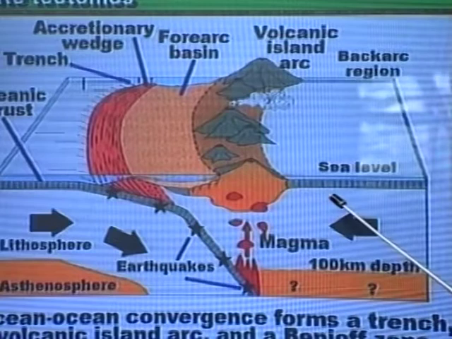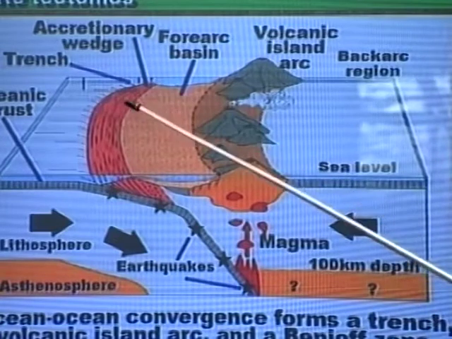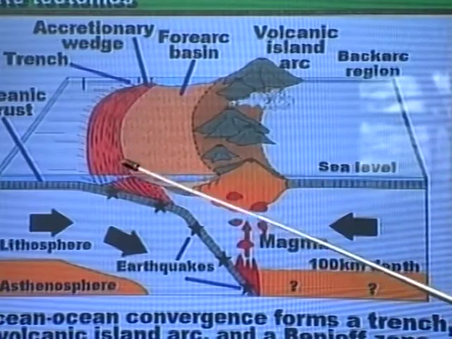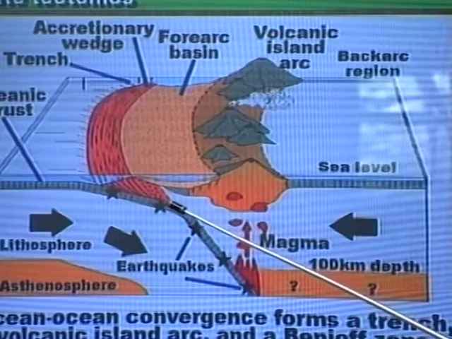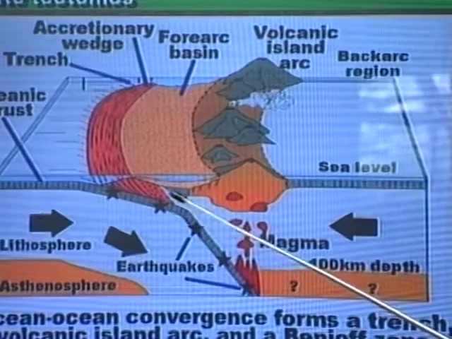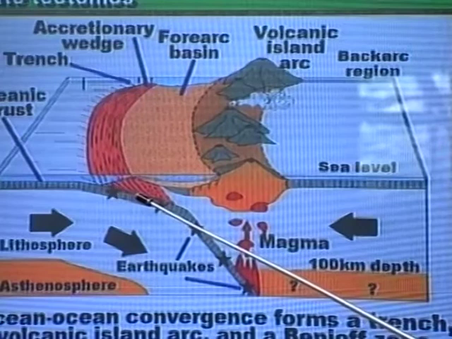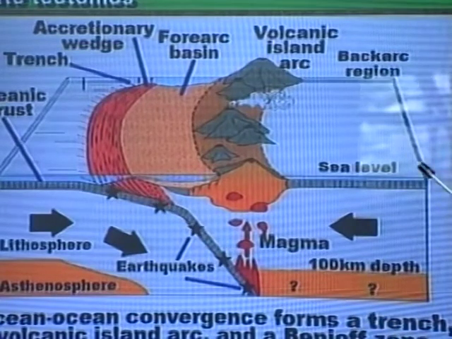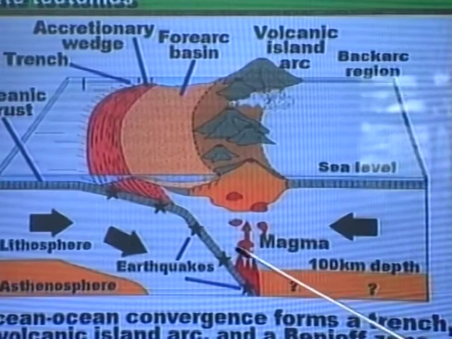Some of the features are: the ocean trench, which is formed where the subduction occurs. We already know what subduction is: the sinking of the lighter oceanic plate under the denser oceanic plate. Okay, so the subduction occurs.